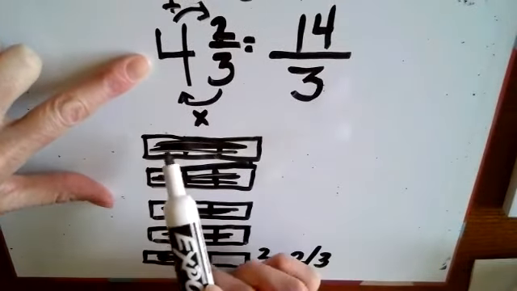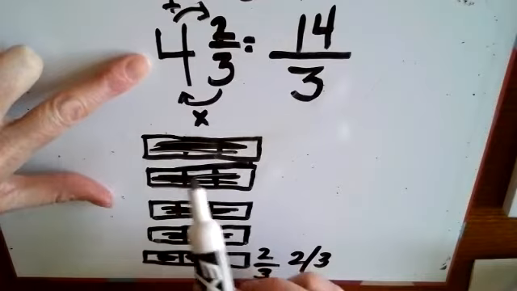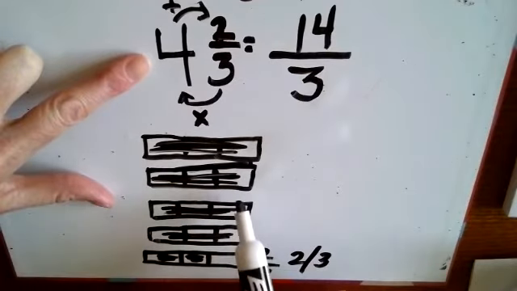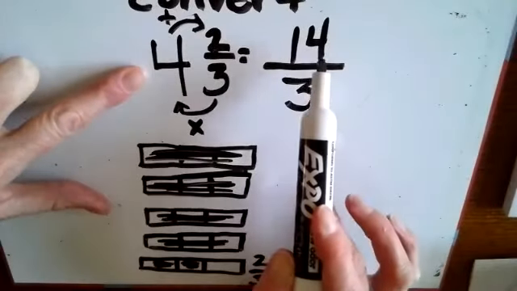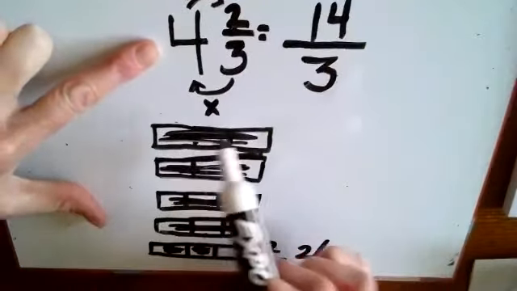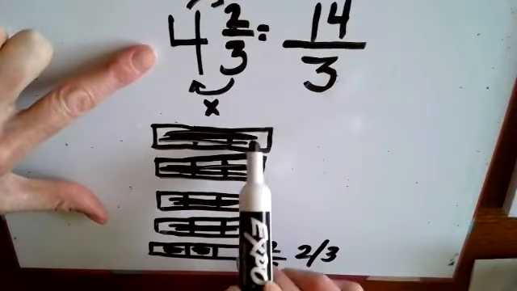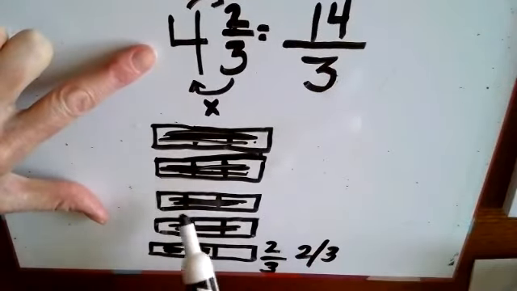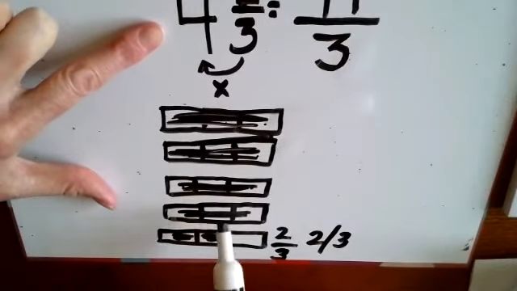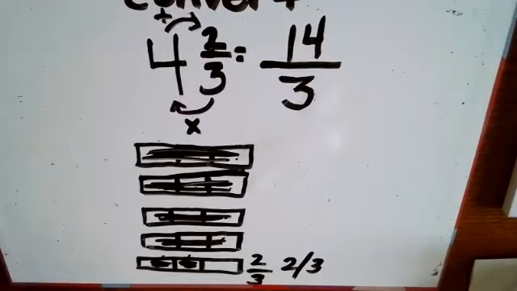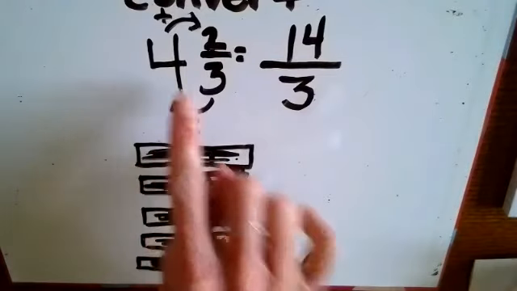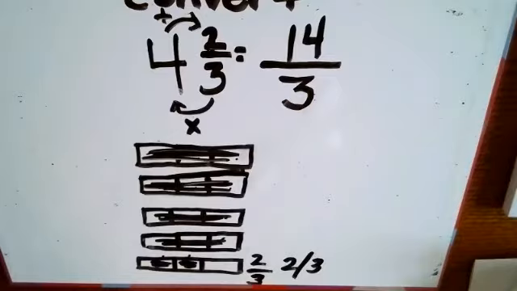Now, if I were to count how many individual units are found, how many 1/3 units are found in my 4 2/3, I would end up with 14 if I have done this correctly. Let's check. 1, 2, 3, 4, 5, 6, 7, 8, 9, 10, 11, 12, 13, 14. 14/3. Okay, I can convert a mixed number to a fraction greater than a whole.